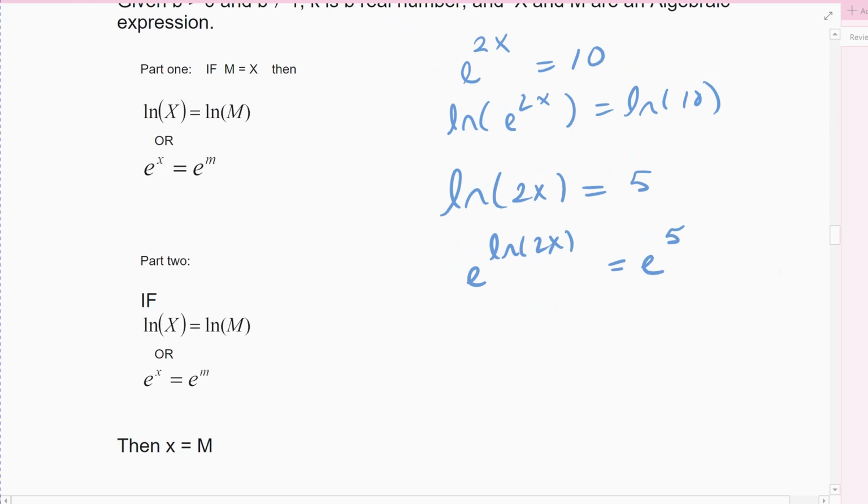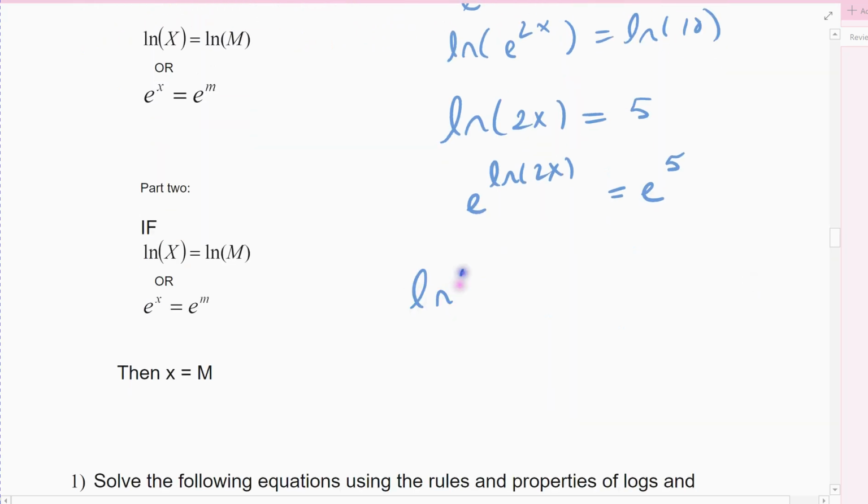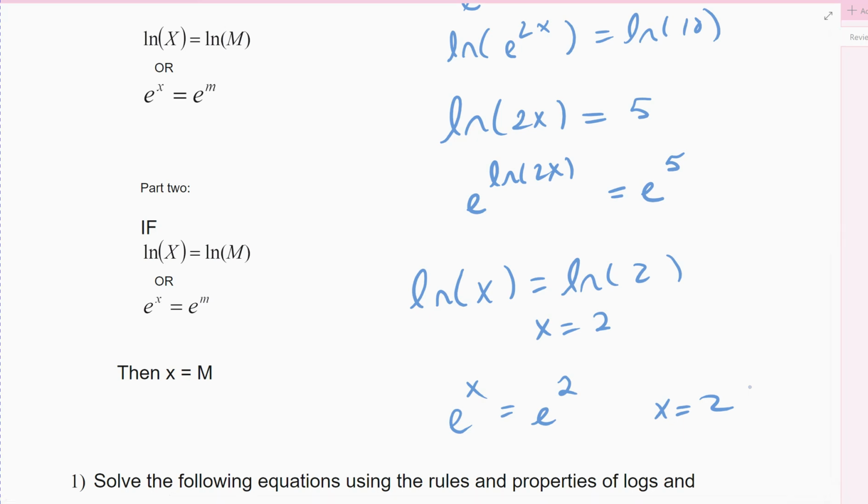And then part 2 is just the reverse of that. If I've got the natural log of x equals the natural log of 2, well, x has to equal 2, right? If I've got e to the x equals e to the second, well, again, x has to equal 2. And that should just make sense. If I've got the same base, my exponents have to be equal, and if I have the same natural log on both sides, what's inside the natural log has to be equal.